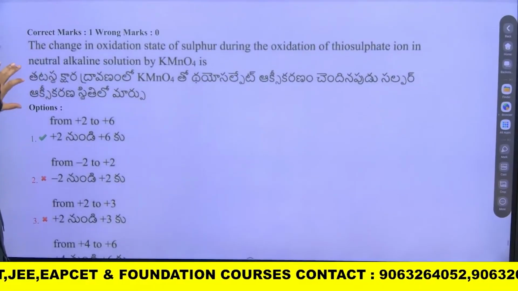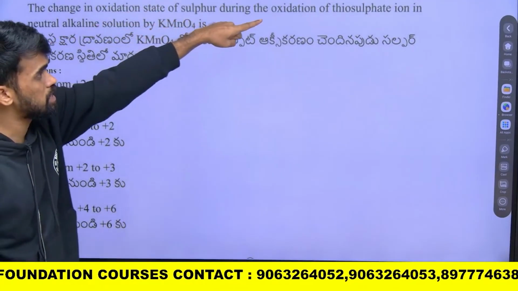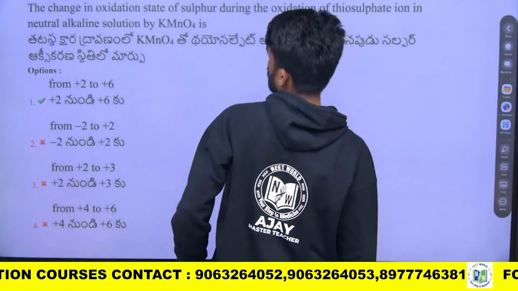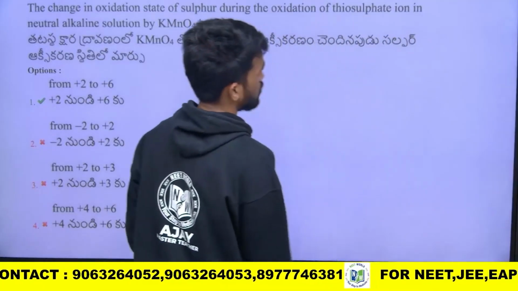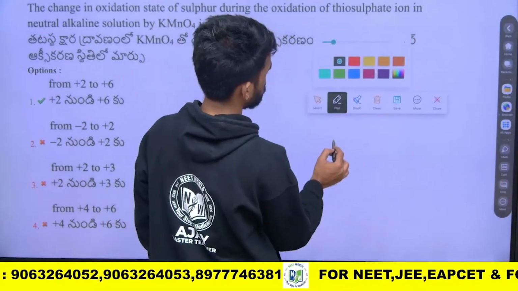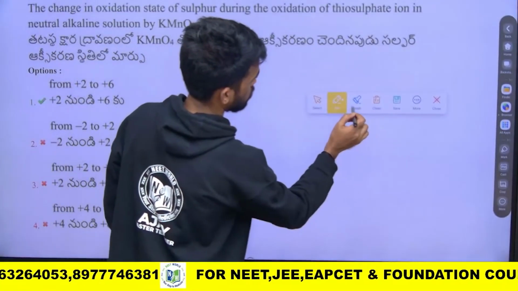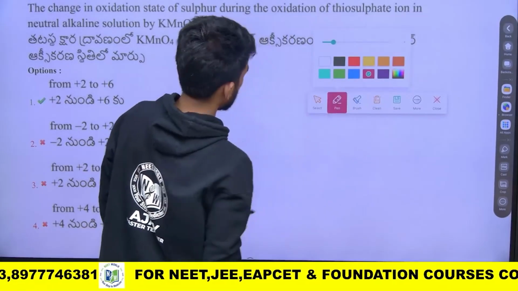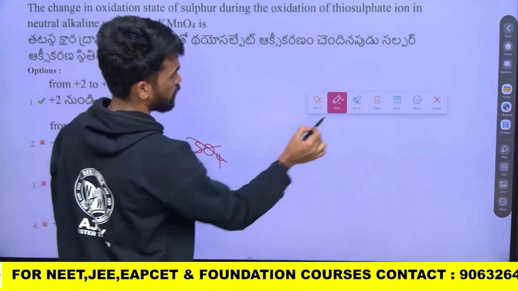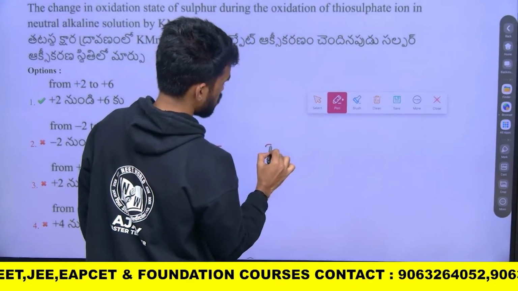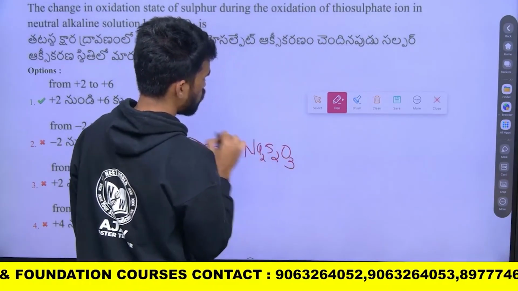Next, the change in oxidation state of sulfur during the oxidation of thiosulfate in neutral alkaline solution of KMnO4. So what we can get here? So let me take some pink. Okay. So sulfur, thiosulfate now. So thiosulfate means it is Na2S2O3. So S2O3 I am taking, sodium thiosulfate means Na2S2O3 we can say.